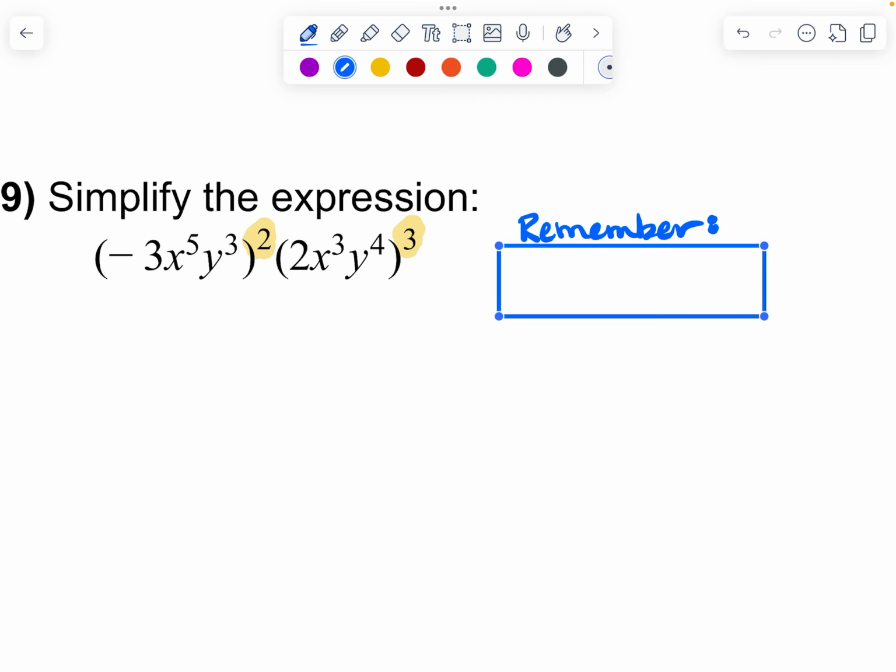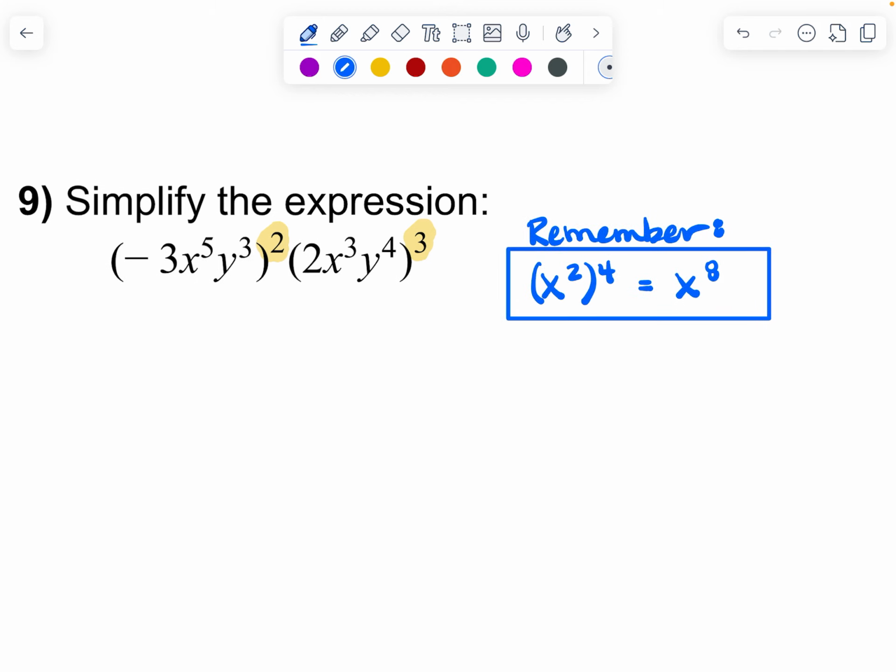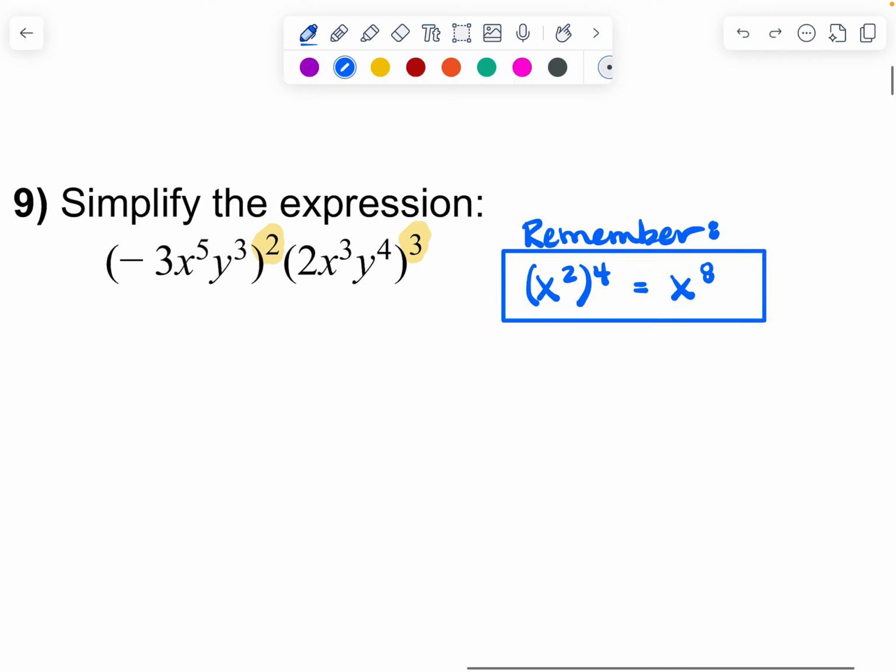There we go. All right, so remember, when you have a power raised to another power, so let's say x squared to the 4th, that's when you multiply the powers, right? Power to a power, you multiply the powers. So that would be x to the 8th, right? So when you're combining x's, you add. When you're multiplying powers to powers, you multiply. Those are really the only 2 rules you need to remember, okay?